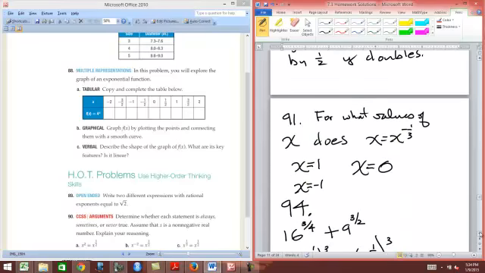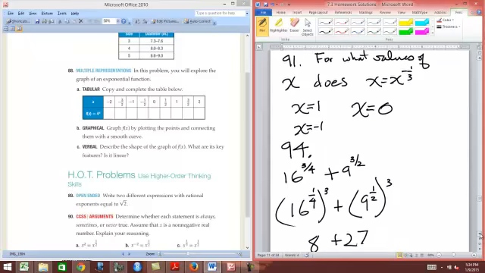91. For what values of x does x equal x to the negative 1/3? Well, 1. 1 to the negative 1/3 is 1. Negative 1 to the negative 1/3 is negative 1. And 0 to the negative 1/3 is 0. So there's 3 values.